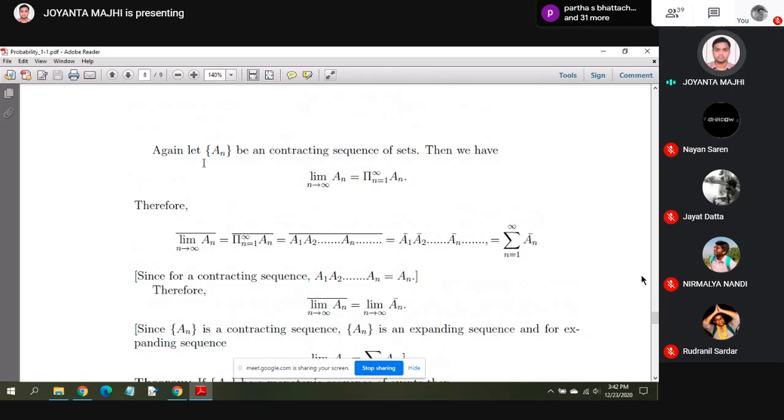Here is the similar result. There we considered that a_n is an expanding sequence. Here the result is also true for a contracting sequence. This is the proof when the sequence is a contracting sequence. This proof is similar. As a_n is a contracting sequence, the limit as n tends to infinity of a_n is equal to the intersection of a_i, i goes from 1 to infinity. Therefore, we take the complement of both sides.